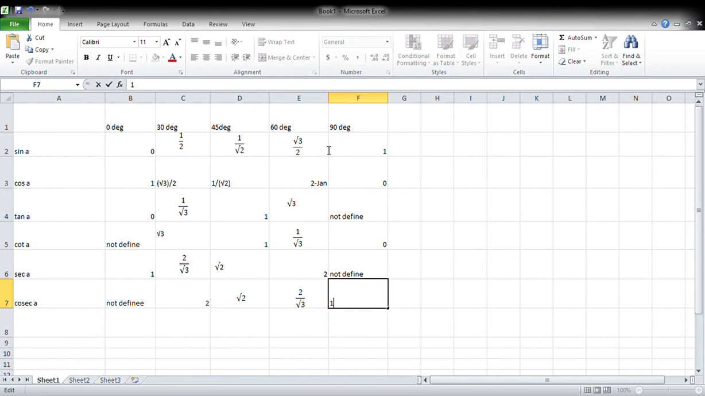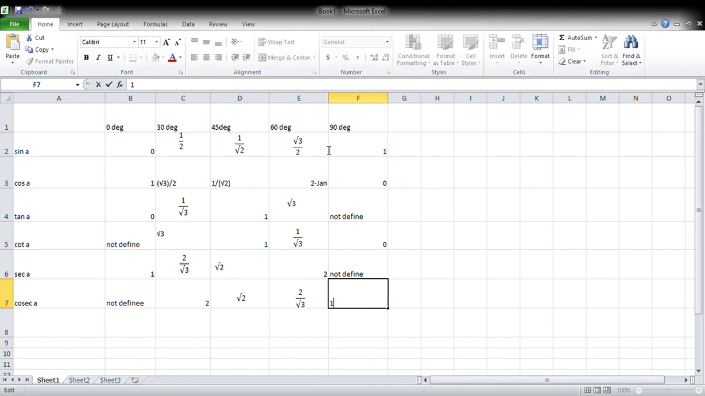Today in this chapter we'll discuss a little bit about the trigonometric table, which is very important for a board exam. At first glance at the table, you might wonder how to remember all this. But there's a beautiful technique to remember all these values for the different degrees. So in this video, I'll let you know how to remember them.